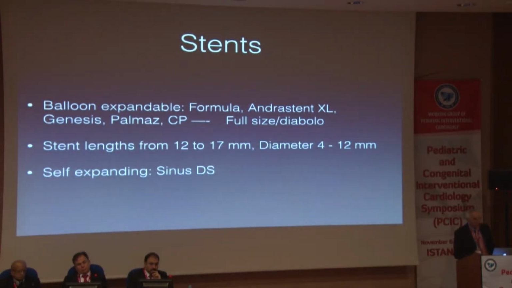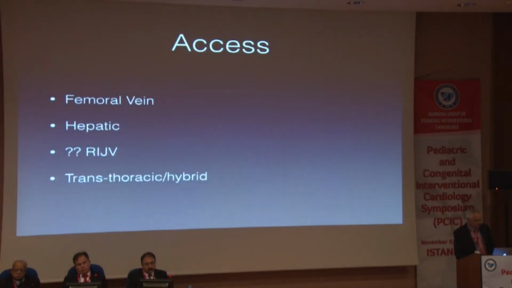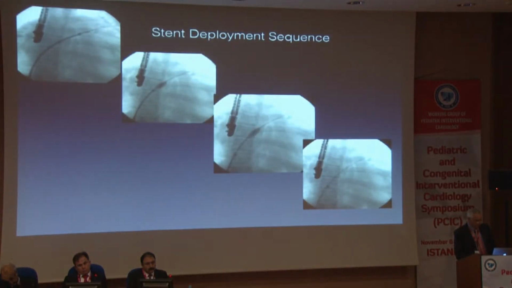In terms of the stents, there are different types of stents. In general, they're either balloon expandable or self-expanding, and you can either have them to full size, or you can have them in a sort of diabolo shape to control the flow, in other words, to have a restrictive access. In terms of getting into the heart, the commonest is the femoral vein, but sometimes we have to use the hepatic, either because the femoral veins have gone or in patients with azygos continuation of the IVC. Sometimes the internal jugular can be used, but this is not very easy because the orientation of the atrial septum is not right. And in some infants, a transthoracic or hybrid approach is certainly a possibility.